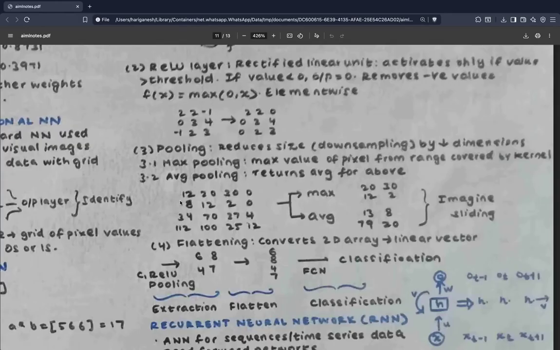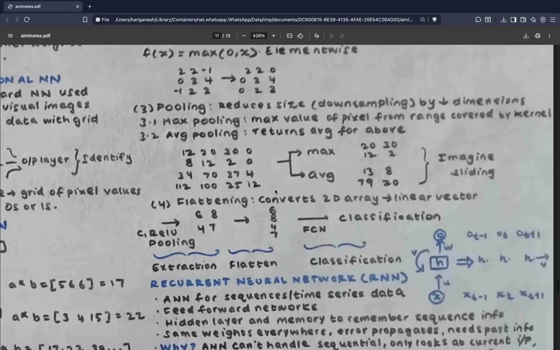Basically, you take the matrix and then you slide it. So let's say a 2 by 2 matrix. You slide it like this. And then the max here is 30 and the max here is 30 again. Then you do this. The max here is 70. The max here is also 70. The max here is 37. The max here is 112. The max here is 100. The max here is 25. So similarly, you do it for the average. You obtain a 3 by 3 matrix.